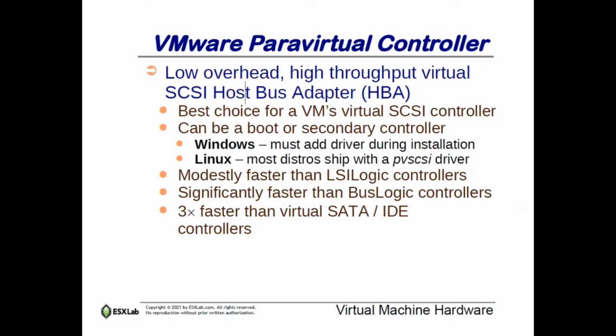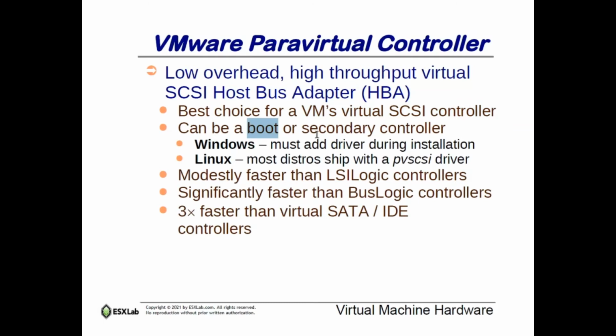So I mentioned in the previous slide that the VMware Paravirtual Controller is now quite often the default for new virtual machines. And the reason for that is because it is a low overhead, high throughput virtual SCSI host bus adapter that has broad guest OS compatibility. It is the best choice for a VM's virtual SCSI host bus adapter. And the reason for that is primarily speed.